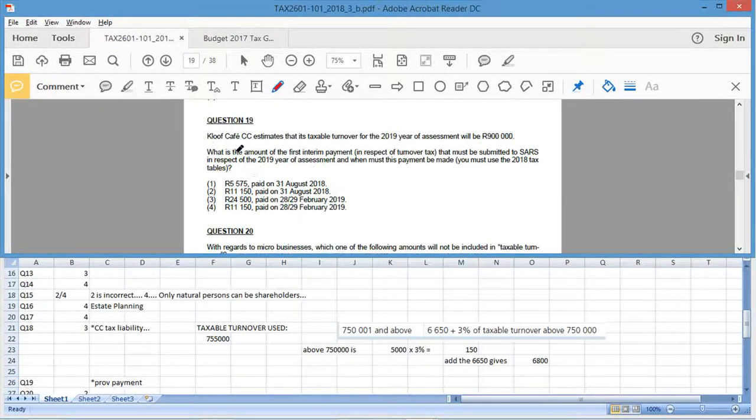Question 19. Kloof Cafe estimates that its taxable turnover for the 2019 year will be 900,000. What is the amount of the first interim payment in respect of turnover tax that must be submitted to SARS in respect of the 2019 year of assessment? And when must this payment be made? You must use the 2018 tax tables.